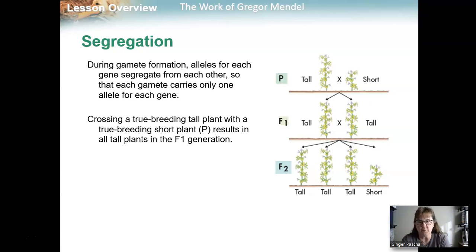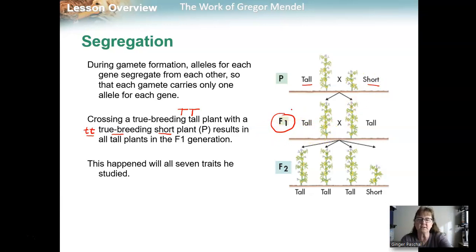We've talked about in a previous video, if you cross a true breeding tall plant, and since that true breeding tall plant is tall and tall is dominant, the genotype for that plant would be capital T, capital T. A true breeding short plant would be lowercase t, lowercase t, because short is recessive, and true breeding means the two letters are the same. And Mendel figured out that the results are all tall plants, and you can see that here in the F1 generation. So he took a true breeding tall and crossed it with a true breeding short plant and got all tall plants.